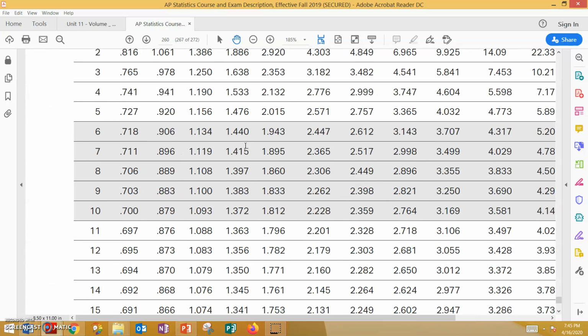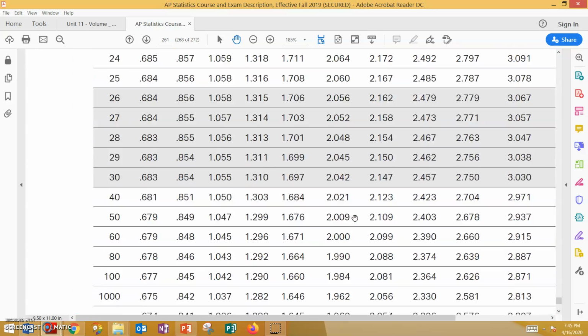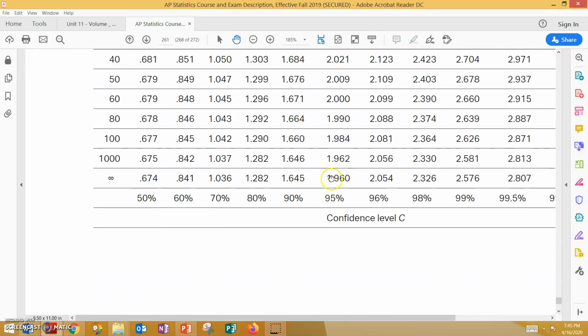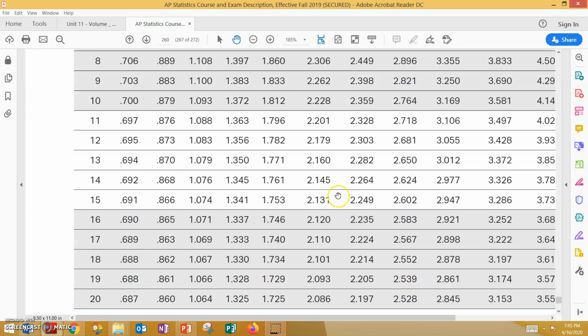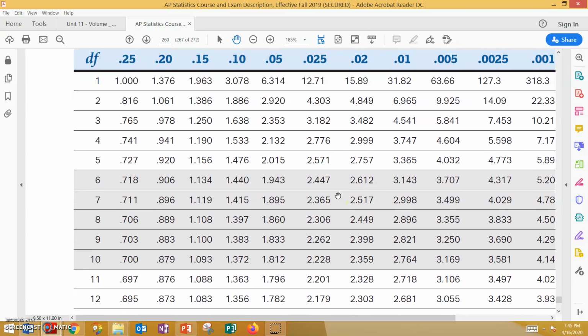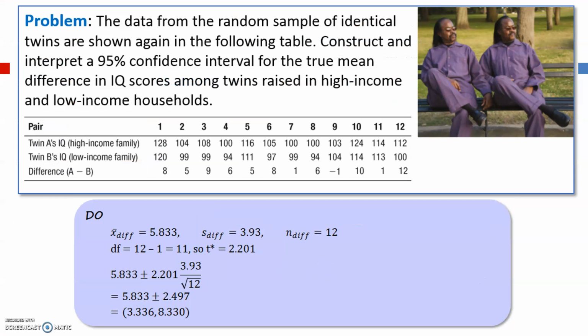So remember, at 11 degrees of freedom, which is right here, we're looking for the 95% confidence interval, which is this column right over here, which corresponds to a tail probability of 0.025. So 11 degrees of freedom, 95% confidence is right here, 2.201. And it's not different at all from what we did in Chapter 9 with the one sample t-interval for a population mean.